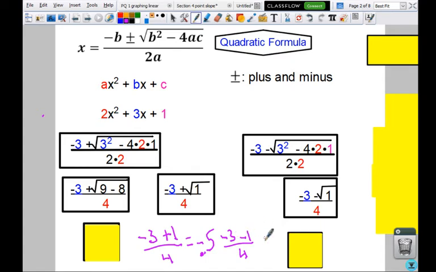And then my other one, negative 3 minus 1 is negative 4. I'm mixing up my answer in there. Negative 4 divided by 4, negative 1. Those are my two answers now. And when I do these answers, I really should go x equals negative 0.5, and then negative 1. We really should.